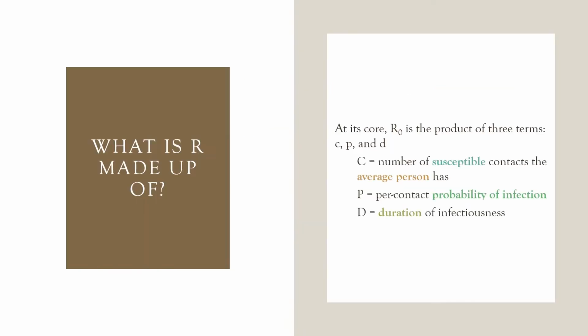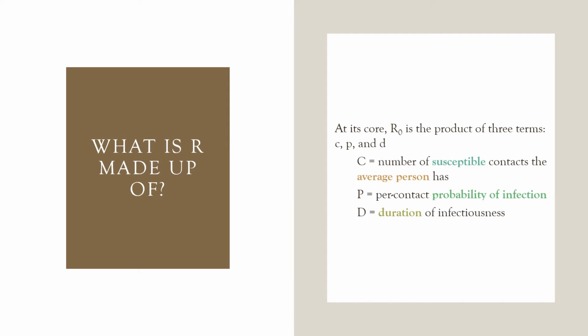So what is R naught made up of? At its core, R naught is the product of three terms that we can think about: C, P, and D. C is the number of susceptible contacts the average person has. That's the number of people who are susceptible to becoming infected. The P is the per contact probability of infection. So for each individual that you come into contact with, what is the likelihood that they will become infected?